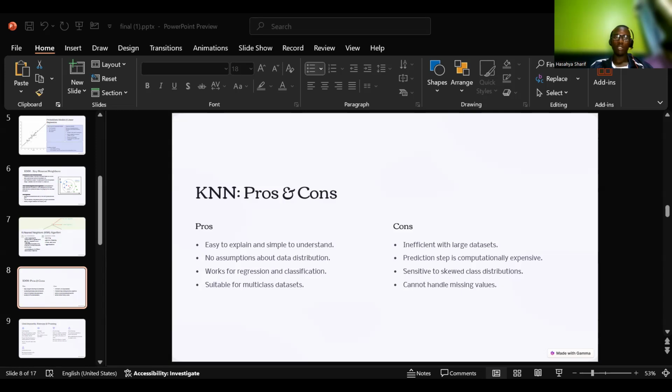Then when you talk about entropy, this quantifies the level of uncertainty or disorder in a data set. So when it's at maximum.